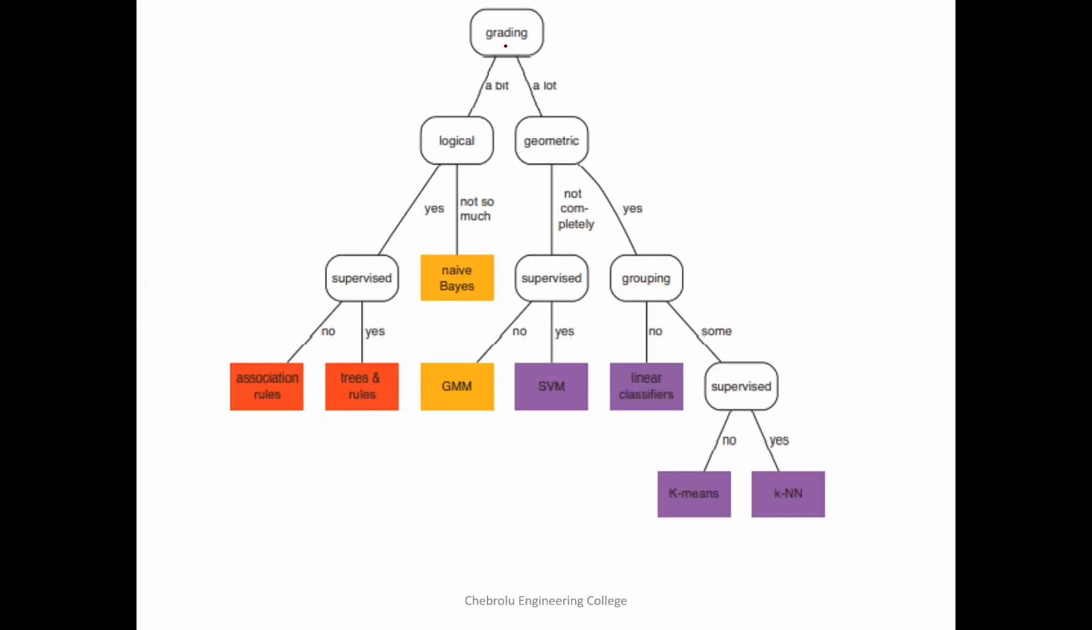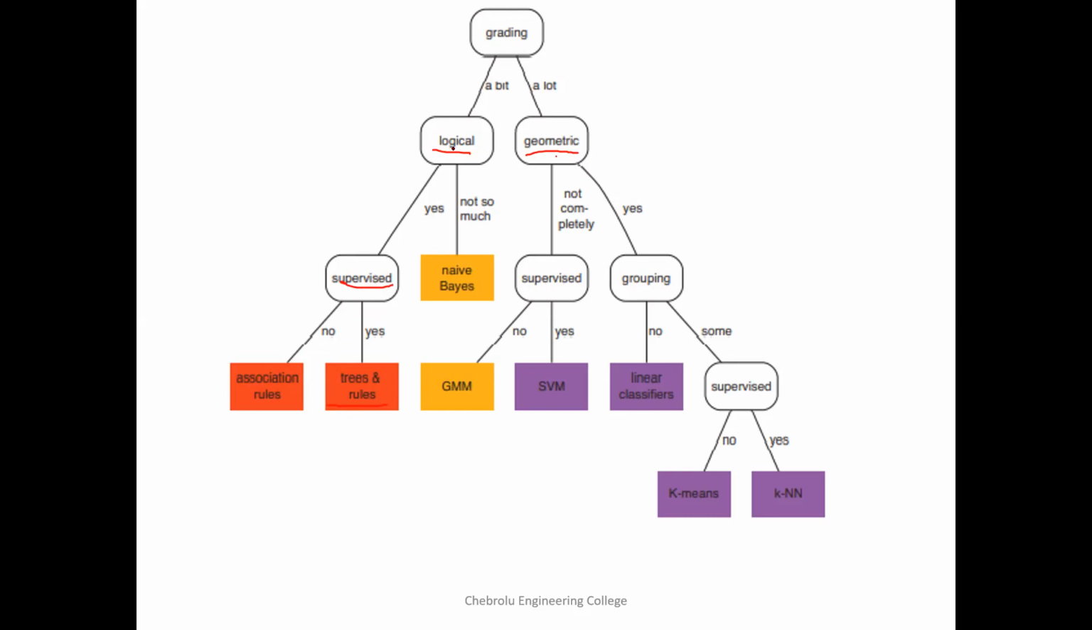Grading a bit, it is called logical. A lot, it is called geometric. If grading is done on a bit-wise basis, it is called logical. A lot, we use the geometric model. And if logical and supervised, we go for tree and rules. If not supervised, we go for association rule mining.